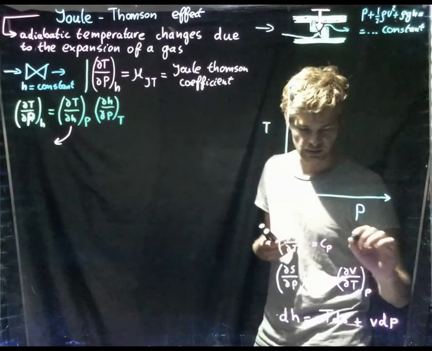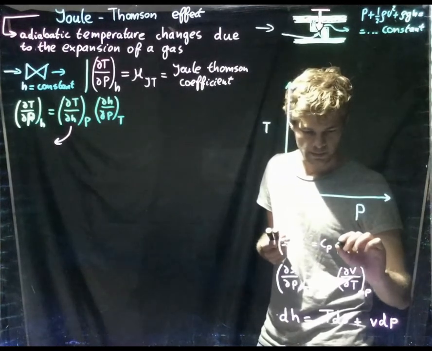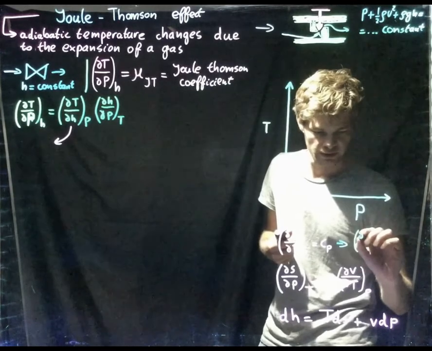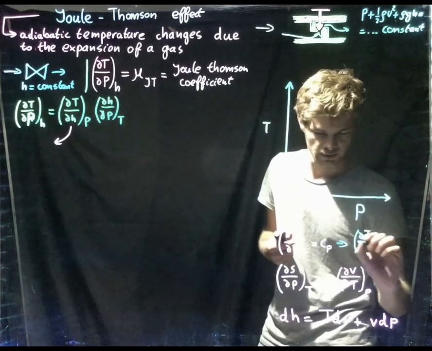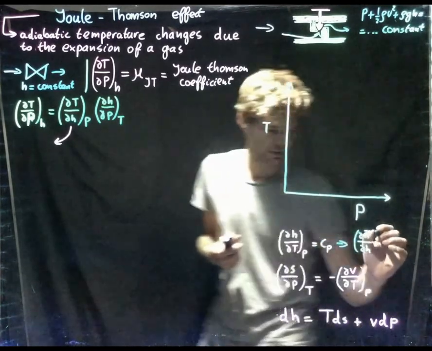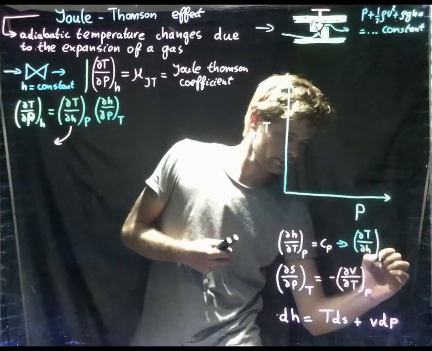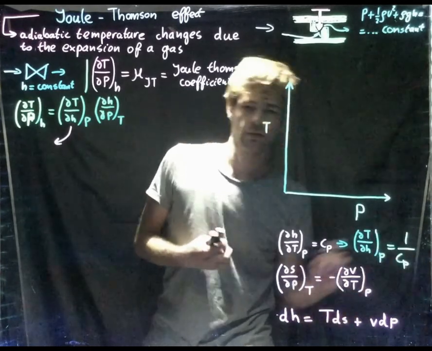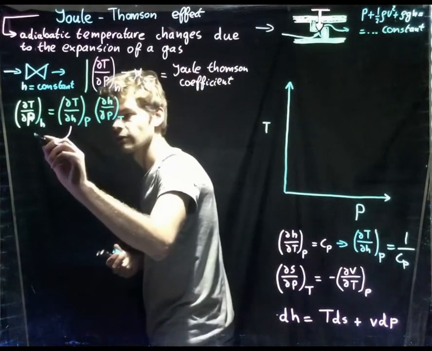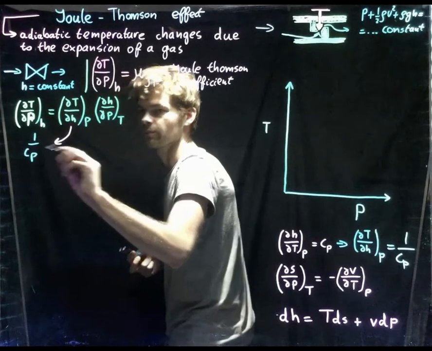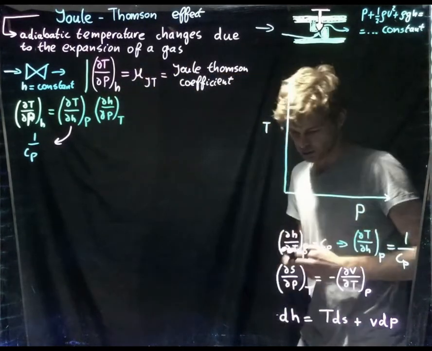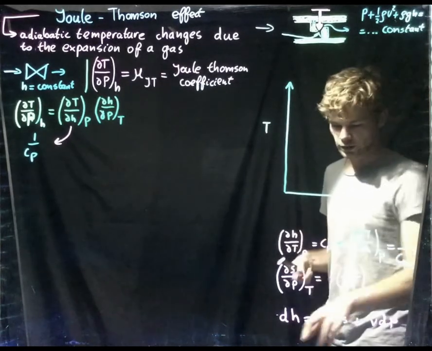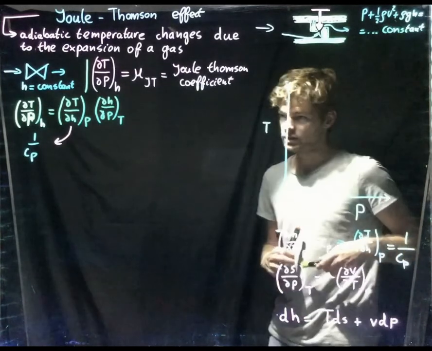So from this it follows that dT/dh for constant pressure is equal to 1 over Cp. And again, you can check this for yourself. So this is equal to 1 over Cp. Over here, this is a little more complicated, but I think you can still handle this. For this, I'm going to use this equation.